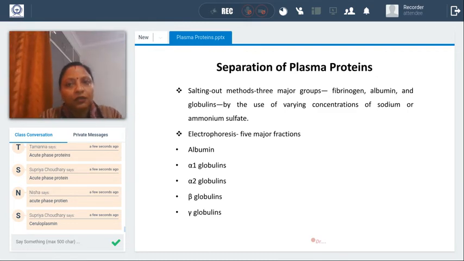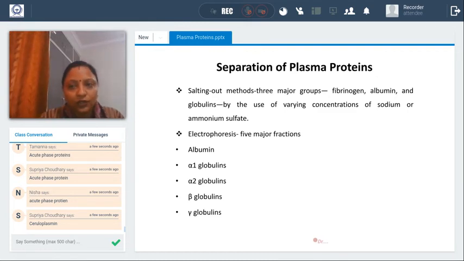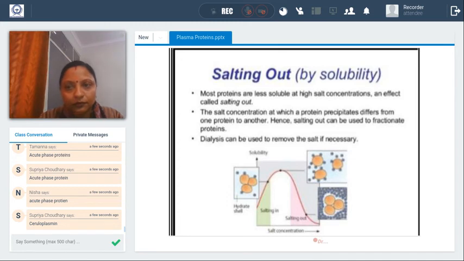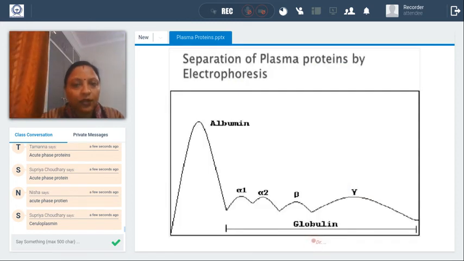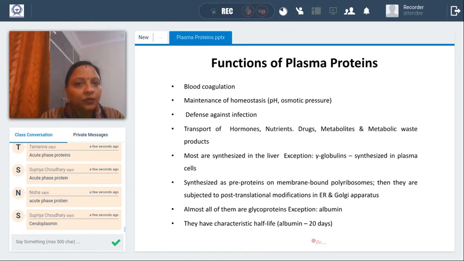Separation is done by two methods, salting out or electrophoresis. Salting out is done by ammonium sulfate, and then there is electrophoresis. Functions of plasma proteins, you all know: blood coagulation, maintenance of homeostasis, defense against infection, and transport of various compounds. These are synthesized in the liver except gamma globulins.